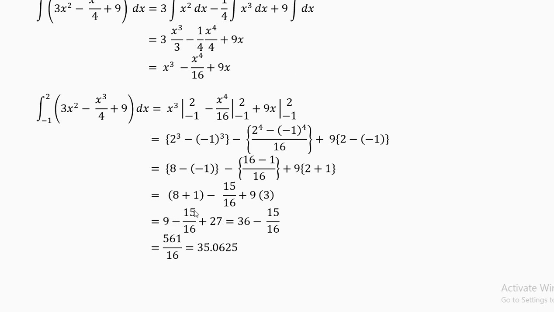Now you have 9 minus 15 by 16 plus 27. Now 9 plus 27 is 36. Do the whole numbers and the fractions separately. You have only one fraction. You get 36 minus 15 by 16 and it is 15.0625. If you want to write it as a fraction, it will be 561 divided by 16.